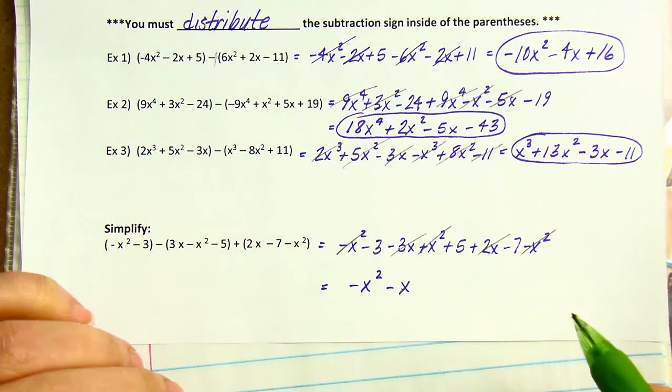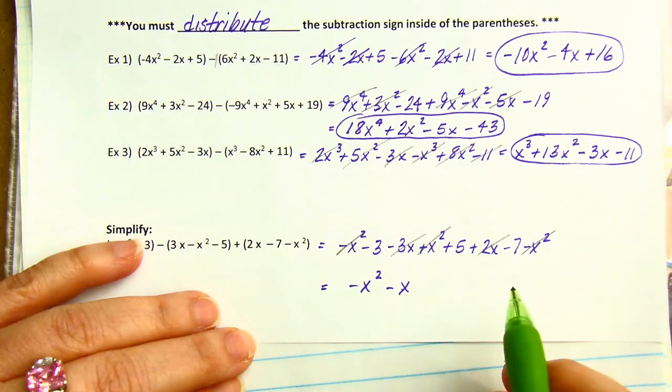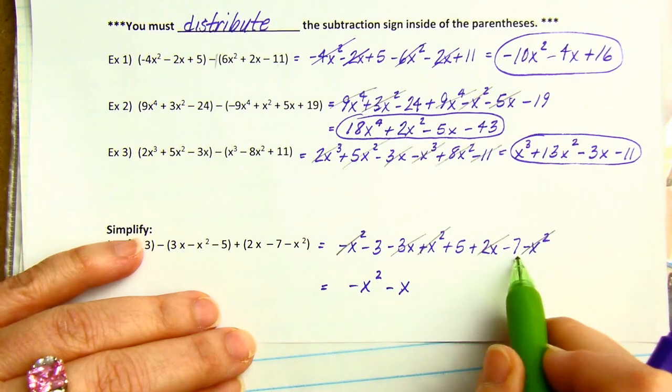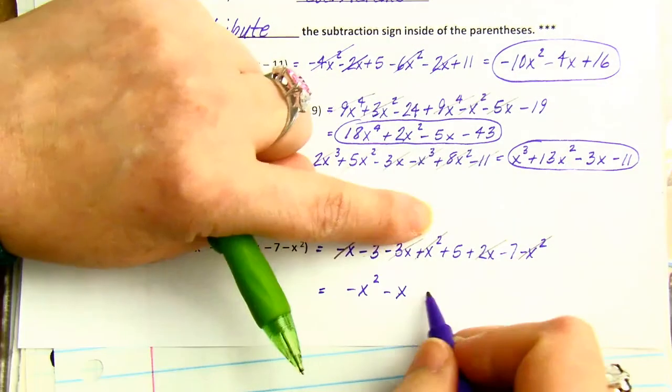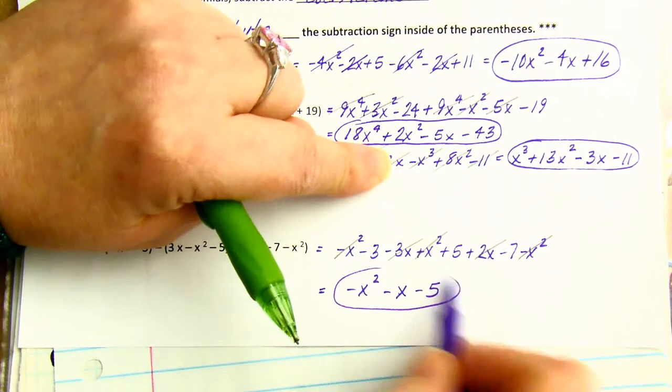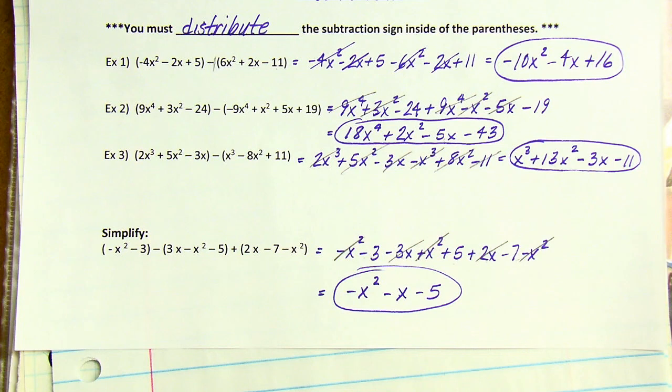And finally, do I have any constants? So I have a negative 3 here and a positive 5 here and a negative 7 here. So I put these together. I got negative 10 plus 5 is negative 5. Final answer. Okay. You don't have to factor out the negative because it's not asking you to do that. If it was a factoring problem, then you would factor out the negative.